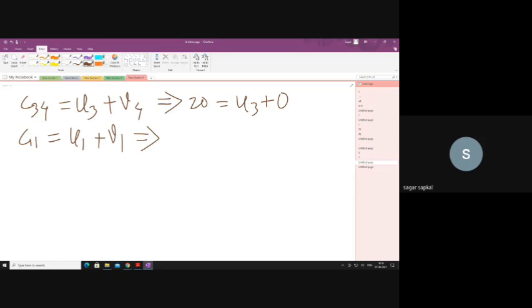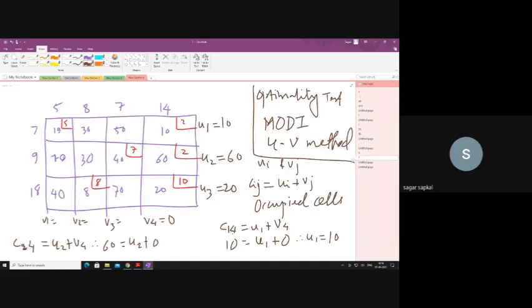Which implies what is C11? सांगा टेबल. 19 is equal to U1, which is known. How much is it? 10. 10 plus V1 is unknown. So V1 is equal to 19 minus 10. V1 will become equal to 9. Am I right? Yes or no? Yes. So V1 is equal to 9.